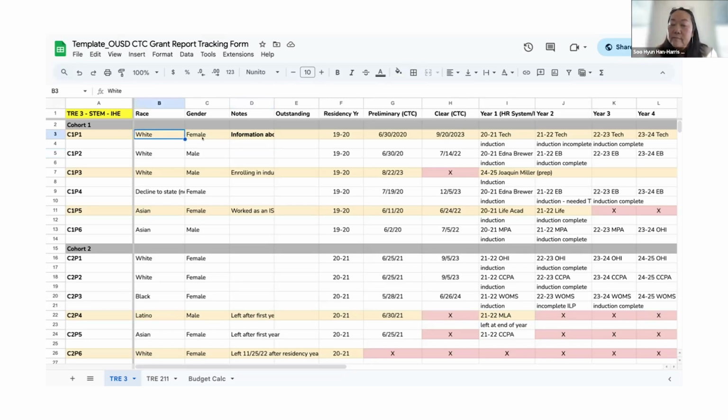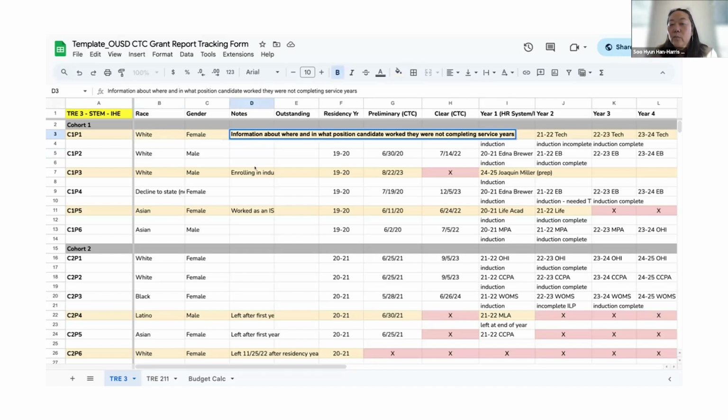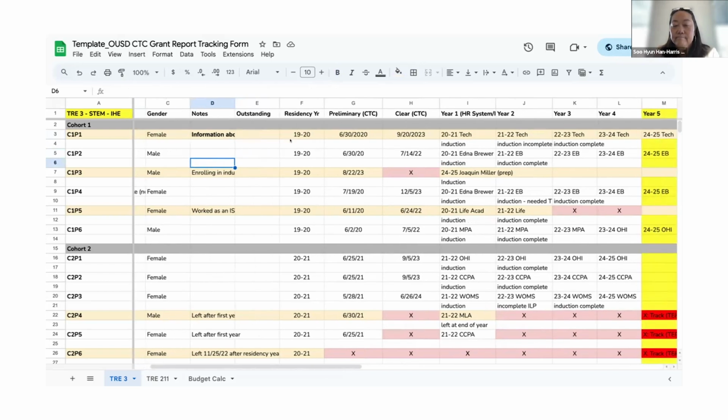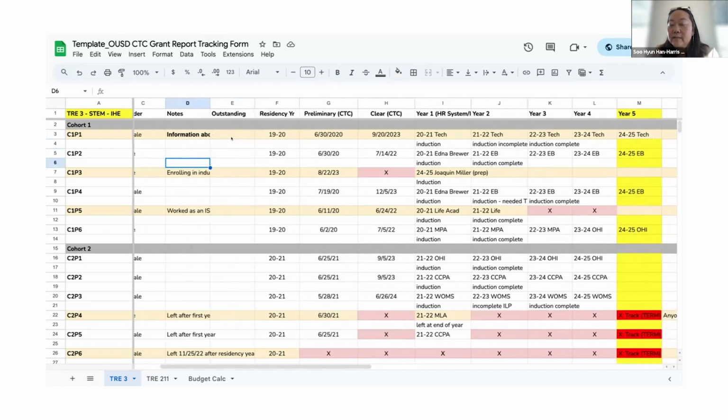So I like to track data around race and gender on the sheet. It helps me to have that data handy. And then this notes column, this is information about where and in what position candidates worked when they're not completing their service years. So this is where I put internal information so I know what's going on with them and where they're at within the district. Column E, outstanding, is where I note if they haven't received their preliminary yet, what they still have left to complete if I have that information. So their CSET, the RICA, the TPA, etc.